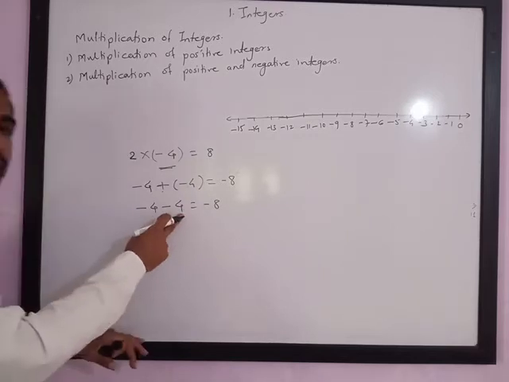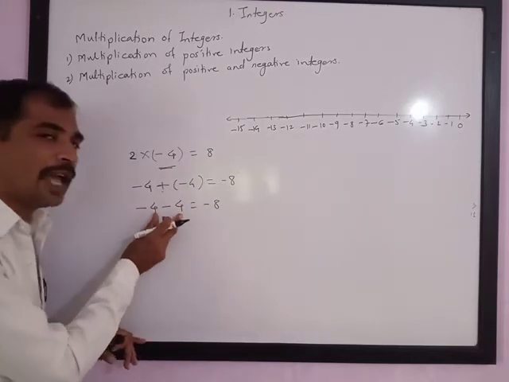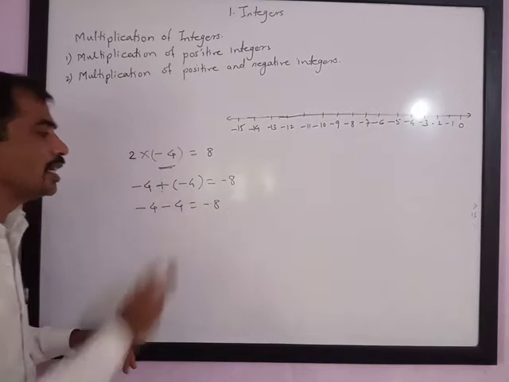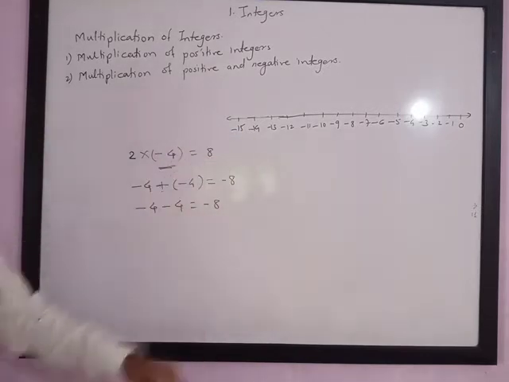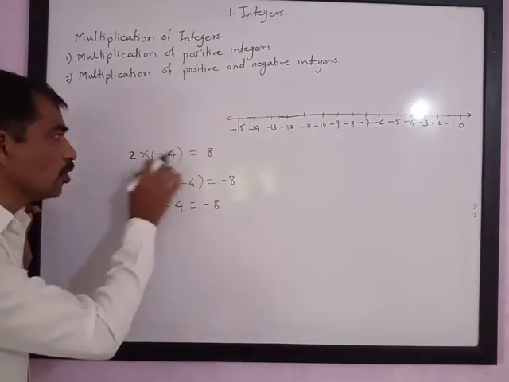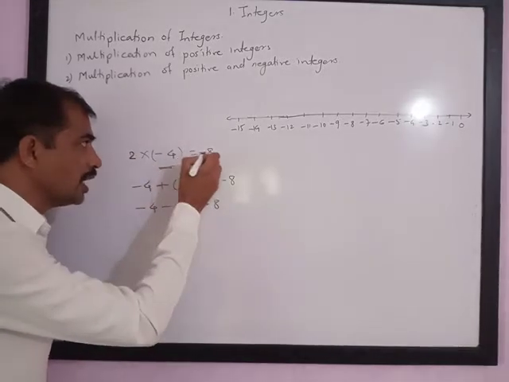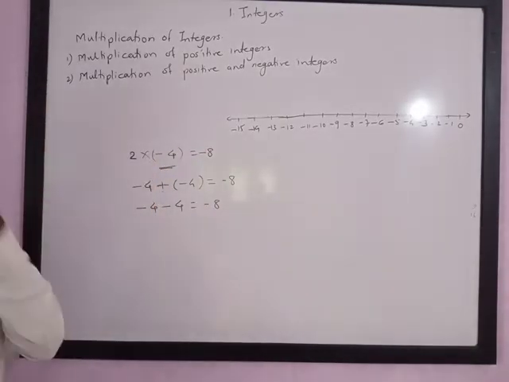Plus into minus is minus, so you will get 2 multiplied by minus 4 is equal to minus 8. Both integers have same sign, so we have to add the magnitude of the integers and give their sign. It is a negative sign. We can write directly also. 2 fours are 8 and give the sign negative since one integer is having a negative sign.